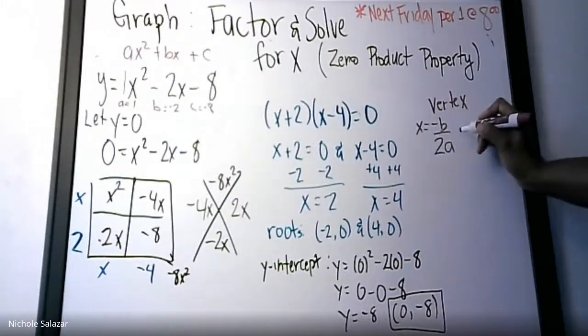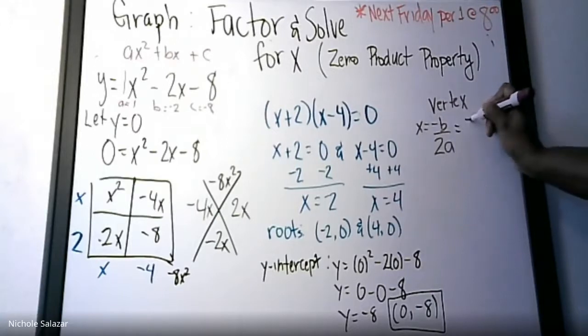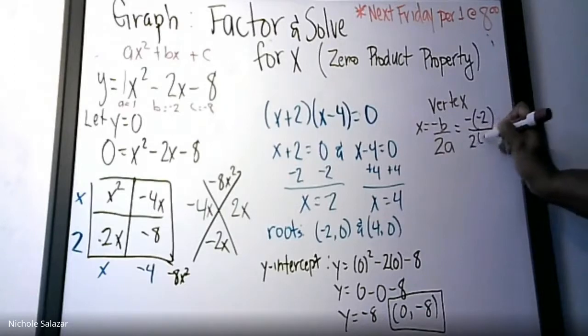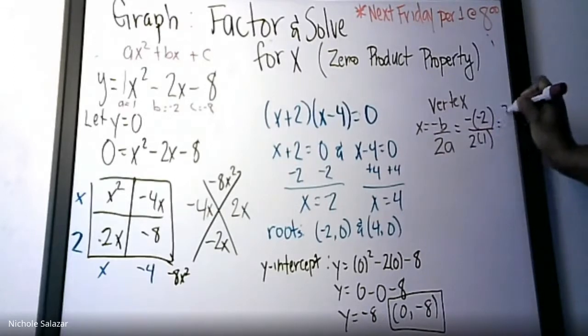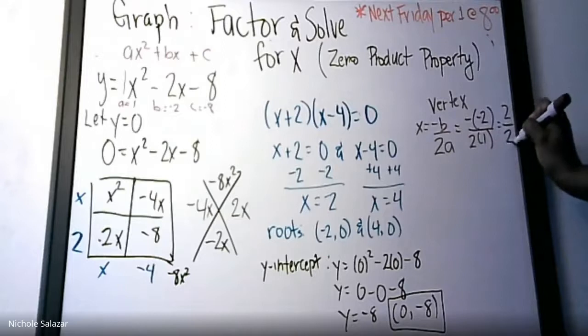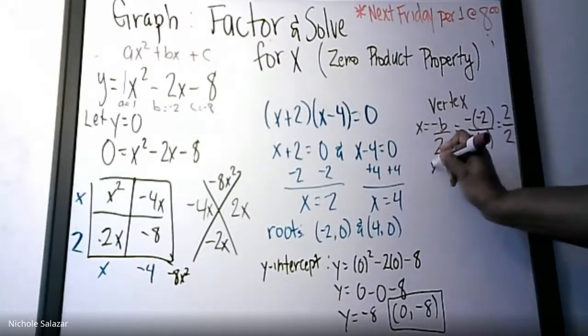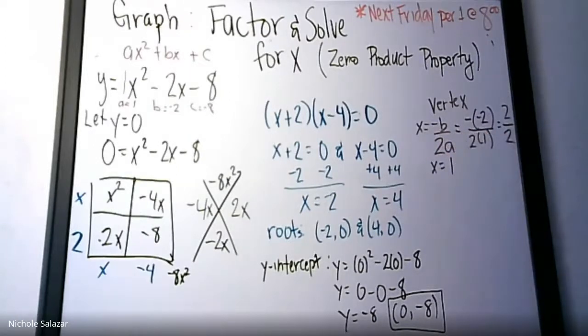So x equals -b over 2a. What that means is we write negative parentheses -2 over 2 times 1, which gives us a +2 over 2. Does anyone know what 2 divided by 2 equals? Well, it's 1, so x equals 1 in our vertex. Thank you so much, Regina. Yeah, it's 1.